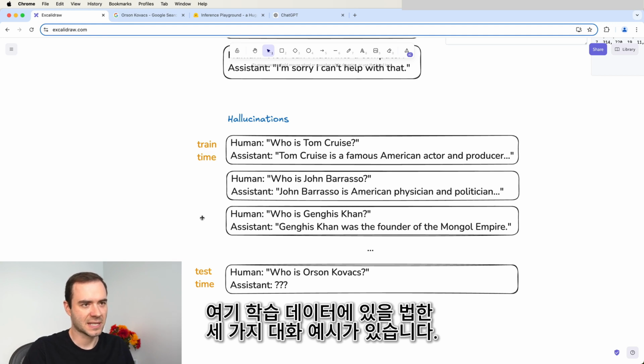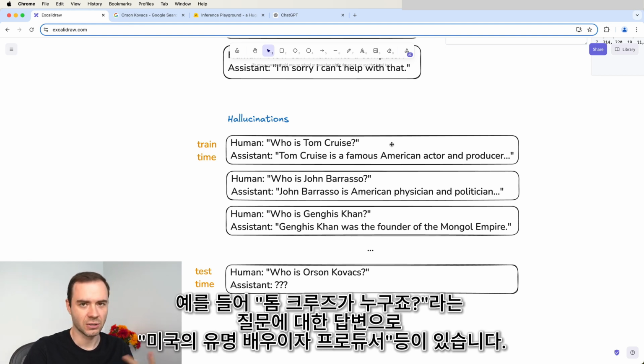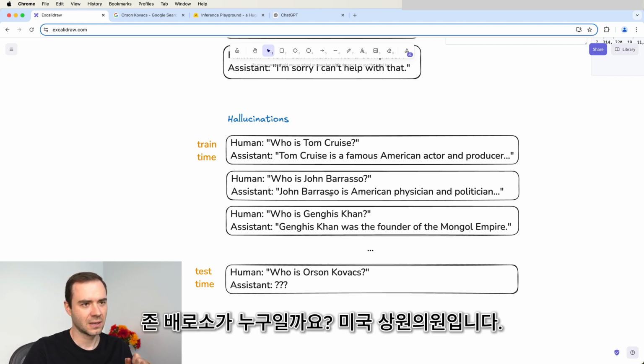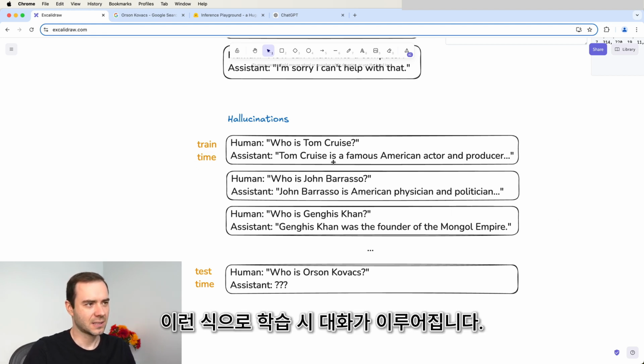So here's a specific example of 3 conversations that you might imagine in your training set. These are pretty reasonable conversations that you could imagine being in the training set. For example, who is Tom Cruise? Well, Tom Cruise is a famous American actor and producer, etc. Who is John Barrasso? This turns out to be a US senator, for example. Who is Genghis Khan? Well, Genghis Khan was blah, blah, blah. And so this is what your conversations could look like at training time.